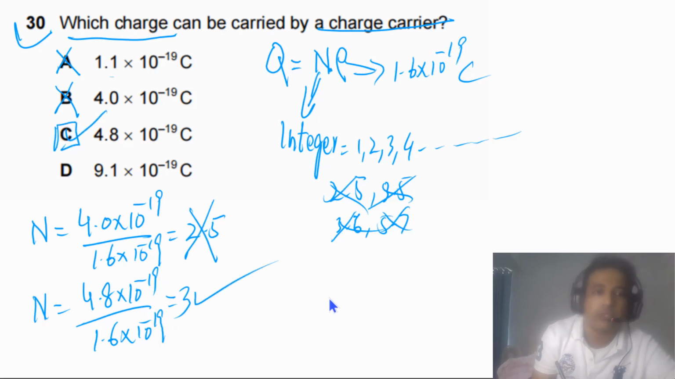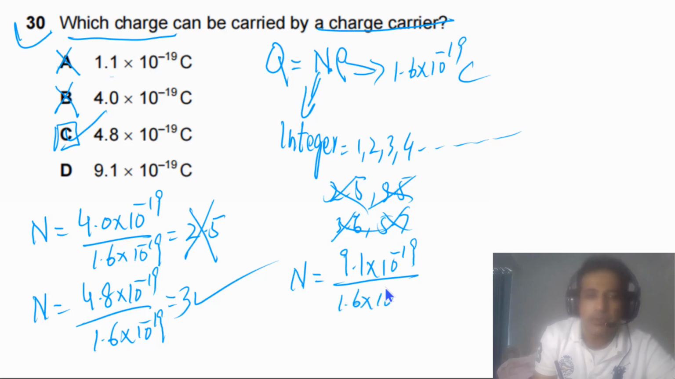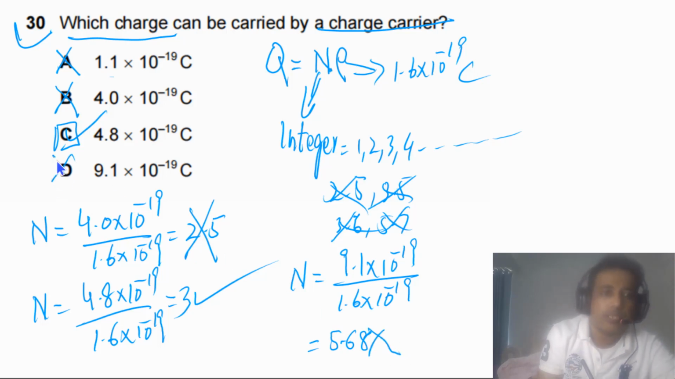This is integer. If you look at option D, we can also calculate n. So we have 9.1 times 10 to minus 19 divided by 1.6 times 10 to minus 19. If we solve this one, we will get about 5.68. So this is also not integer. So this is also not possible.